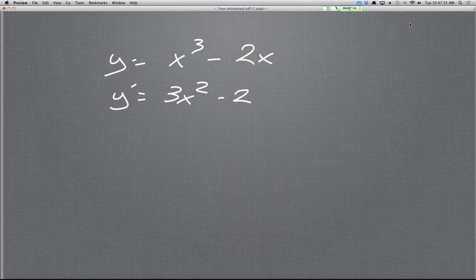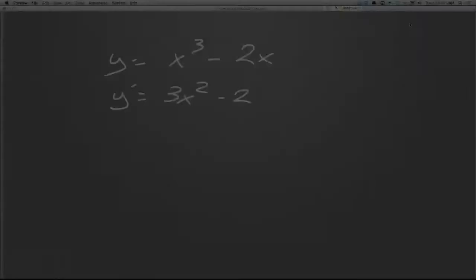A constant coefficient is always attached to what? A variable. A constant coefficient is attached to a variable. A constant is not attached to anything. So a constant is going to be by itself. So anytime I've got a constant that's by itself, the derivative of it is 0. But if it's a constant coefficient, what happens to the constant coefficient? It stays. That's the main difference.